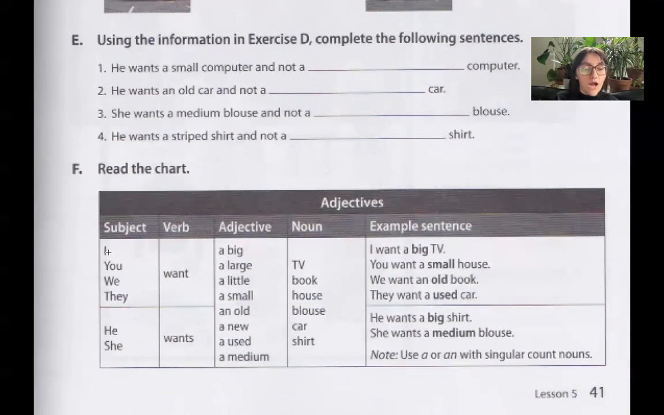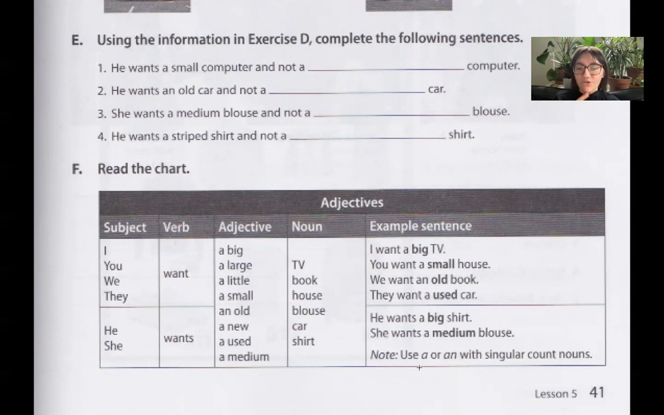So let's go through. I want a little house. So it's a full sentence, right? And we just kind of follow the structure. They want an old car, right? She wants a used TV. There we go. Right. So we can use it to put together.